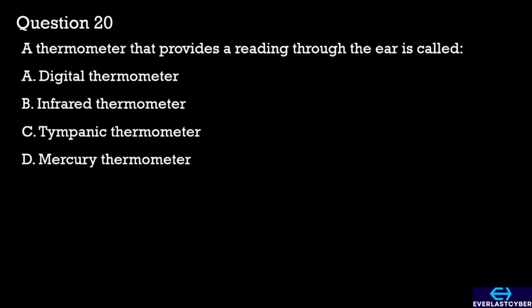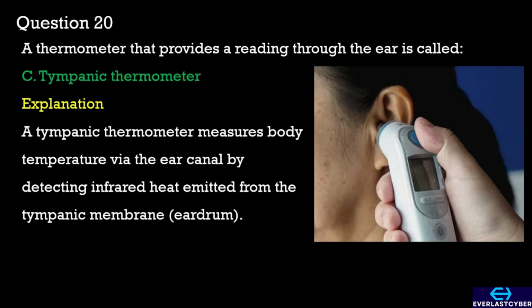A digital thermometer can measure temperature orally, axillary, or rectally, but not specifically via the ear. An infrared thermometer can measure temperature without contact, and it's usually used on the forehead. A tympanic thermometer measures body temperature through the ear canal by detecting the infrared heat emitted from the tympanic membrane, while a mercury thermometer uses the traditional glass thermometer for oral. So the correct answer here is option C, the tympanic thermometer.